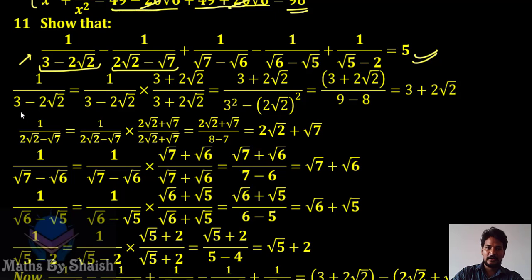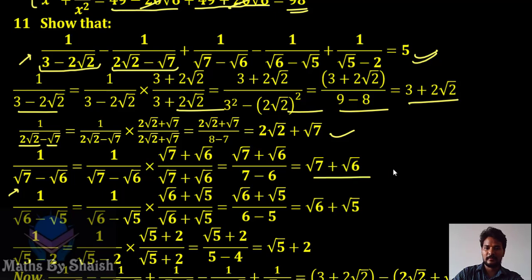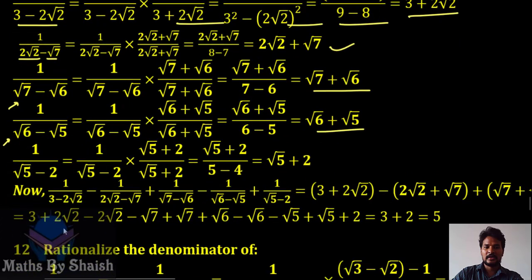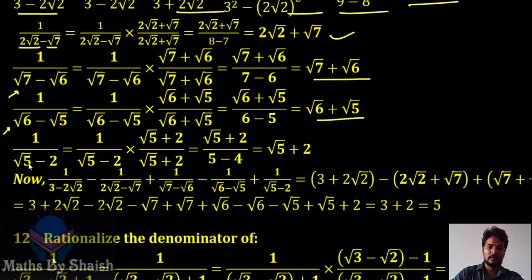So we can see 1 over 3 minus 2 root 2, after rationalization we got 3 plus 2 root 2. 1 over 2 root 2 minus root 7, by multiplying and dividing by its rationalizing factor, we got this. Similarly for 1 over root 7 minus root 6, we get root 7 plus root 6, and 1 over root 6 minus root 5, we will get root 6 plus root 5 by rationalizing the denominator, and at the last we will get 1 over root 5 minus 2 as root 5 plus 2. And now we will substitute these values here.